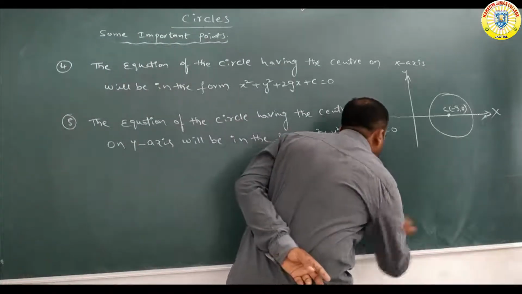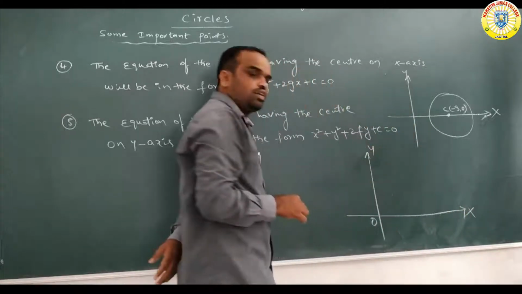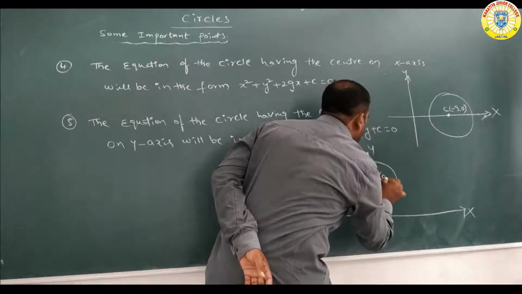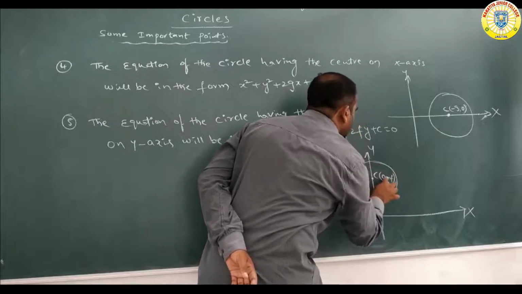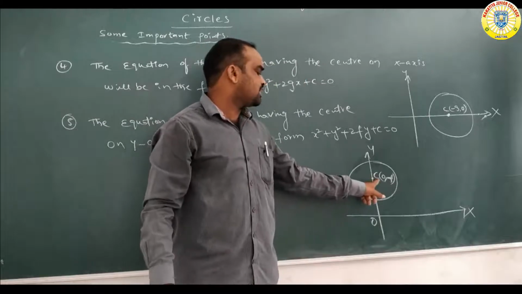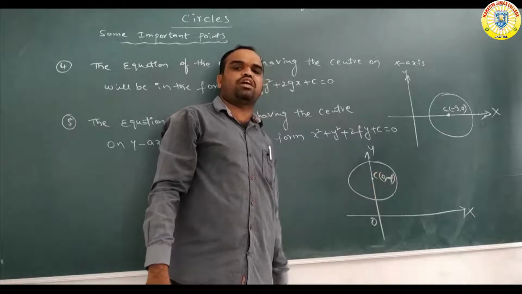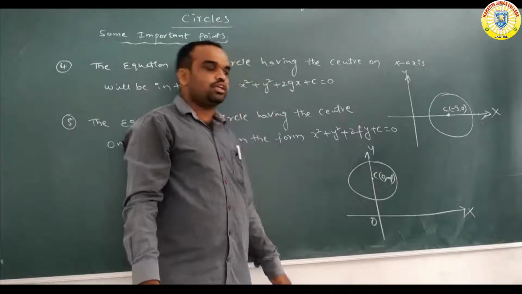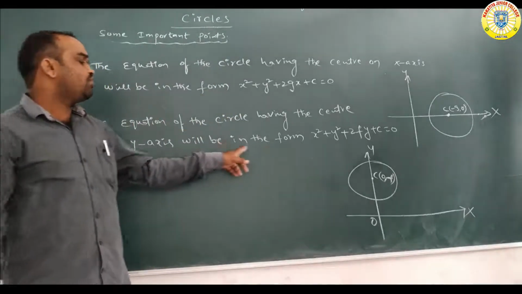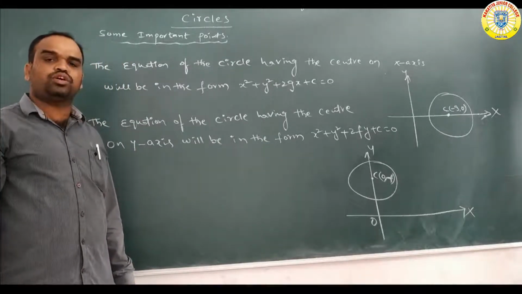Here in this case like this one. This is the origin. This is the x-axis. This is the y-axis. Here the center is 0, -f. Here the center of the circle lies on y-axis. Understand? See in that case, the equation of the circle having the center on y-axis will be in the form x² + y² + 2fy + c = 0.